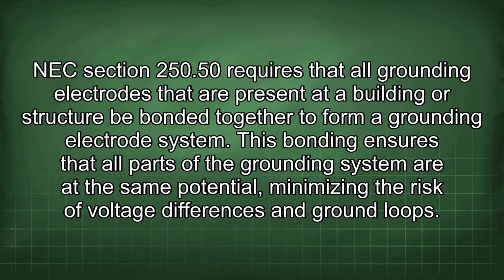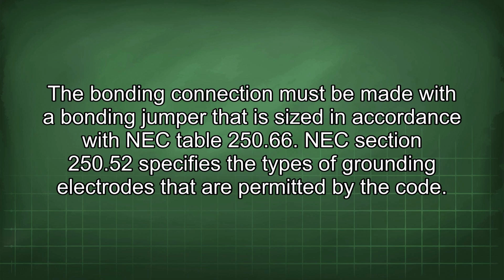NEC Section 250.50 requires that all grounding electrodes that are present at a building or structure be bonded together to form a grounding electrode system. This bonding ensures that all parts of the grounding system are at the same potential, minimizing the risk of voltage differences and ground loops. The bonding connection must be made with a bonding jumper that is sized in accordance with NEC Table 250.66. NEC Section 250.52 specifies the types of grounding electrodes that are permitted by the code.